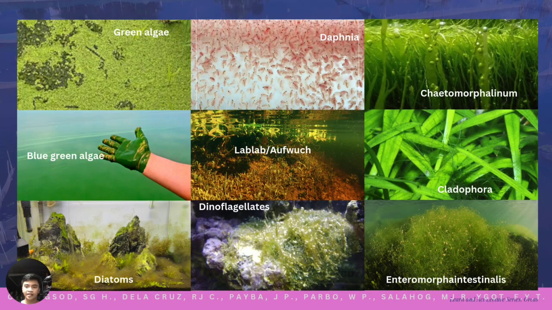For your reference, this slide shows pictures of natural food. As you can see here, we have the green algae, the daphnia, the Chaetomorpha linum, blue-green algae, the lablab, the cladophora, diatoms, dinoflagellates, and lastly the Enteromorpha intestinalis or the bitukang manok.